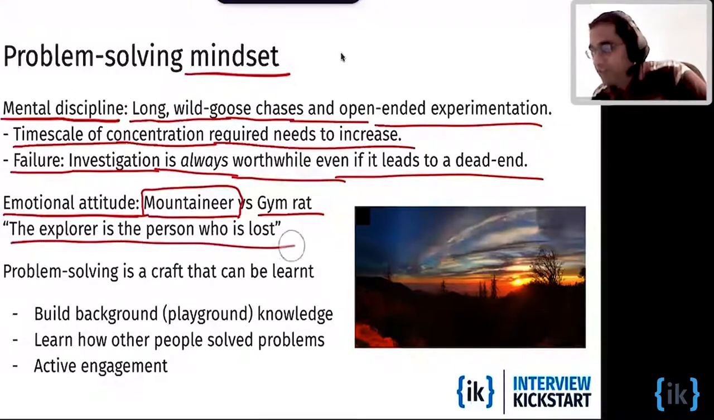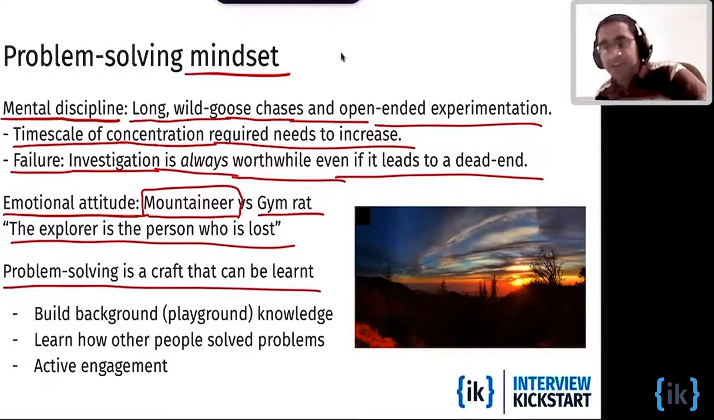And you feel lost along the way. You get dirty, you get rained upon. It can often be frustrating. But if you don't feel lost, you're not really an explorer. Right? And at the end of the day, when you reach your destination, there is a lot more satisfaction from hiking rather than just finishing whatever sets of exercises that you had planned.